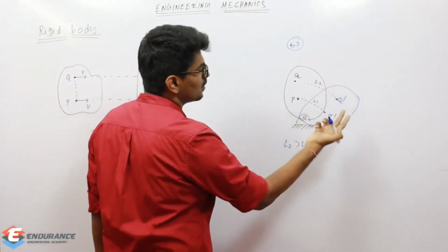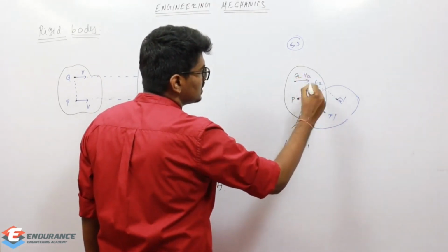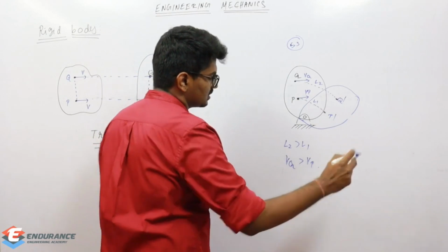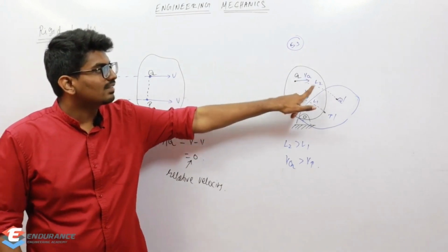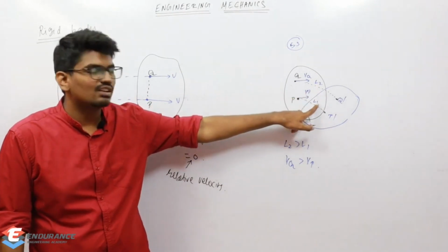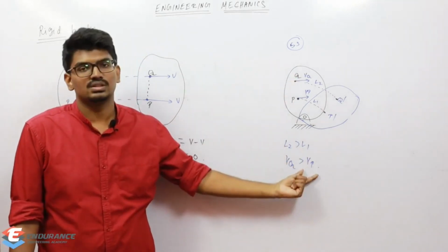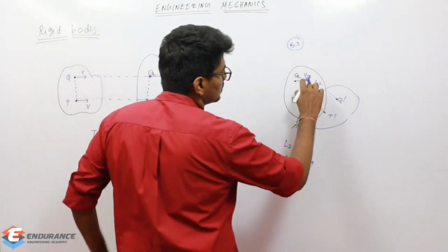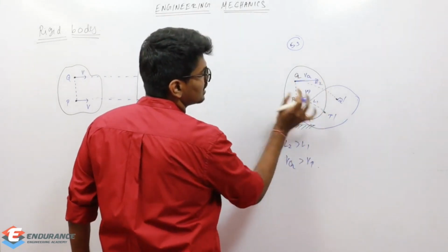So if L2 is greater than L1, what will be the tangential velocity? Let it be VQ, let it be VP. If L2 is greater than L1, obviously the velocity of Q is going to be greater than the velocity of P. In the given time of 5 seconds, Q is traveling more distance compared to P. The distance traveled by Q is L2 and the distance traveled by P is L1. So L2 is greater than L1, so obviously the velocity of Q will be greater than the velocity of P. So what is happening in this particular case? Very simple. Let me show you. The velocity of Q is greater than the velocity of P.